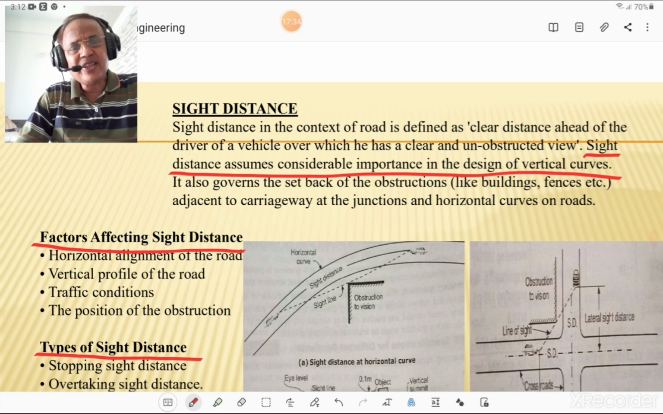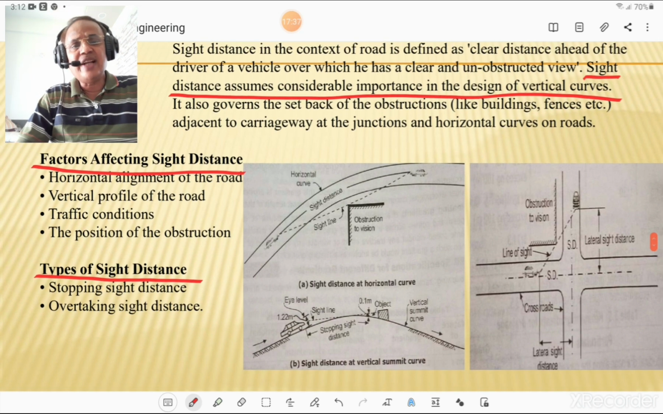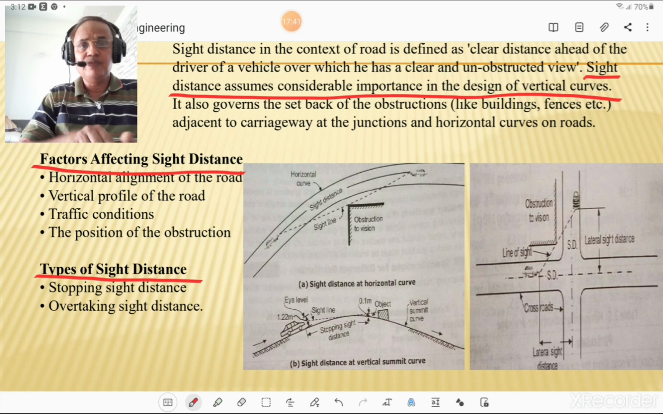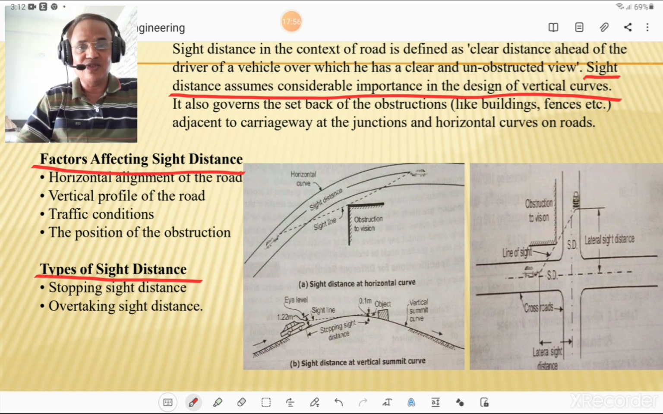What are the factors affecting the sight distance? Sight distance ला कुठले कुठले फॅक्टर अफेक्ट करतात? तर हॉरिझॉन्टल अलाइनमेंट ऑफ रोड, the horizontal alignment of the road, is very important. Then the vertical profile of the road is also important for sight distance. Then traffic conditions also affect the sight distance, and the position of obstruction is also important for the sight distance. What are the types of sight distances? Two types of sight distances are very important. First is the stopping sight distance and second is the overtaking sight distance.